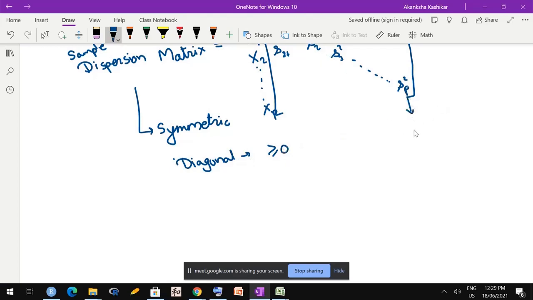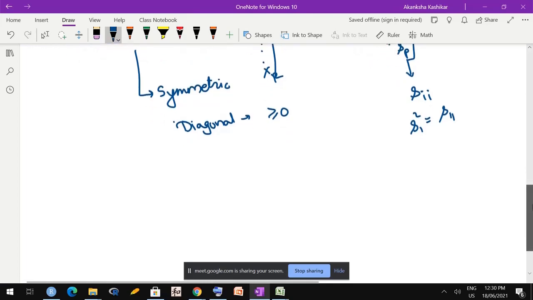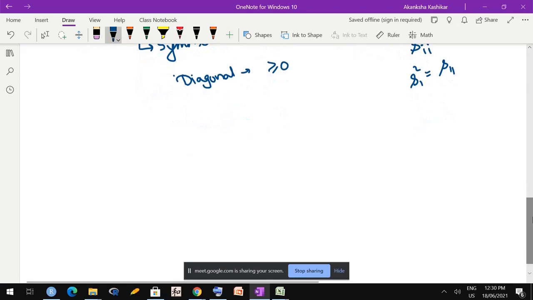Ideally, my notation for the diagonal should also be Sii, so that we have a consistent notation throughout the matrix. So S1 square I can actually write as S11, to make our life easy. Is it okay? So this is the sample dispersion matrix. And as soon as we talk about dispersion, the next thing that we would like to talk about is correlation.